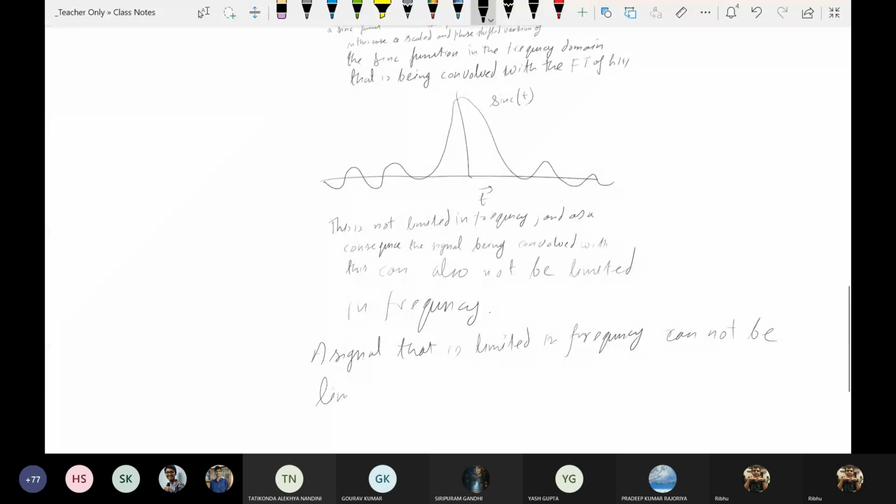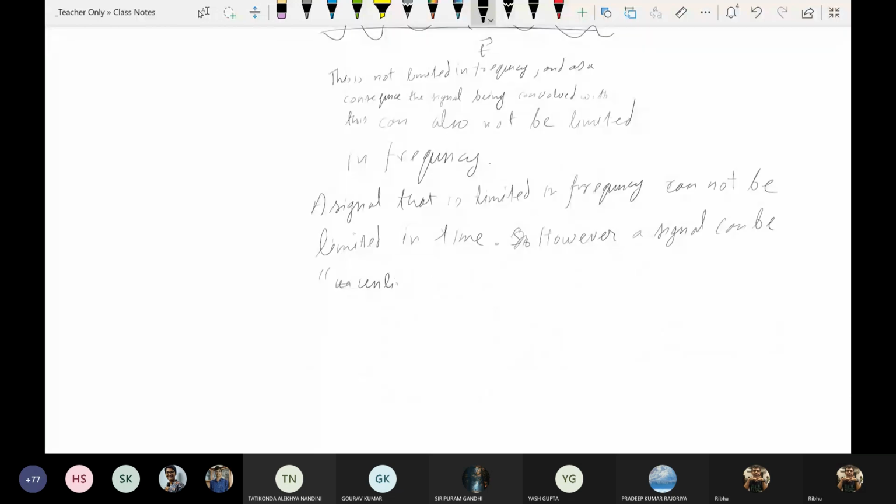So, however, a signal can be, well, for want of a better word, unlimited.